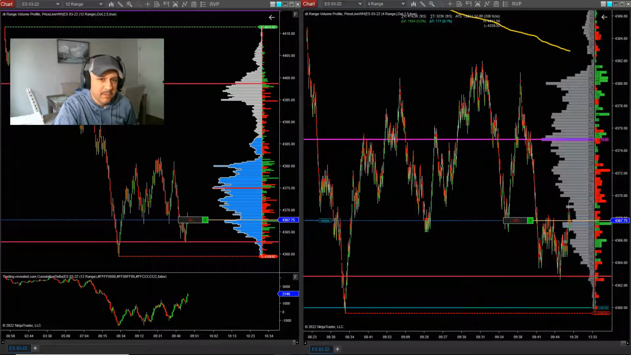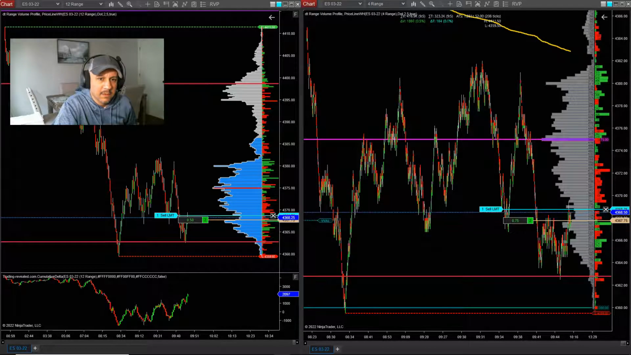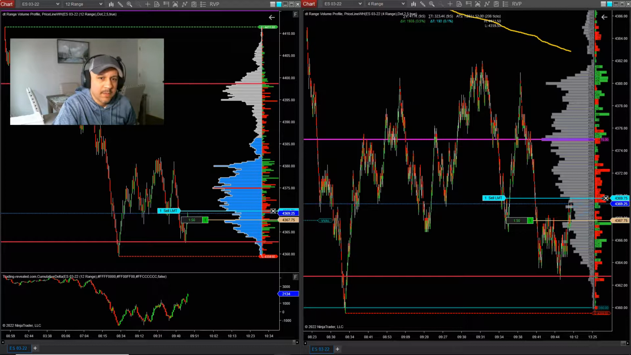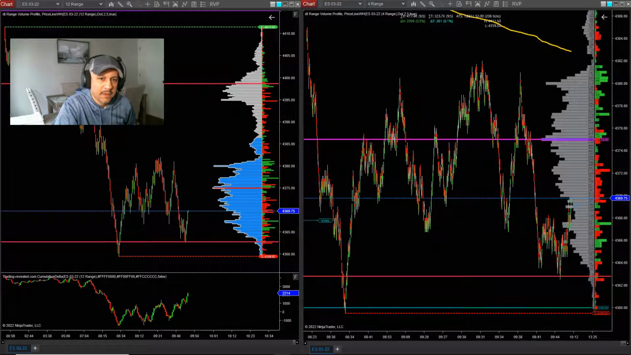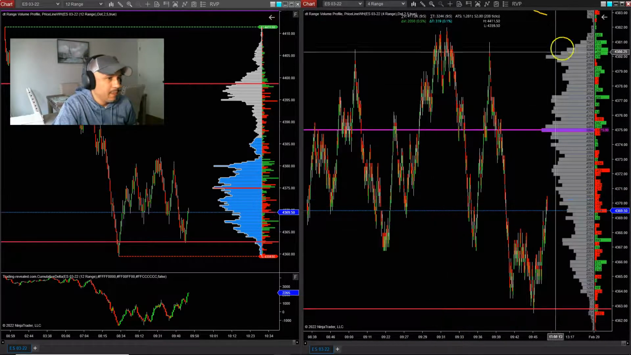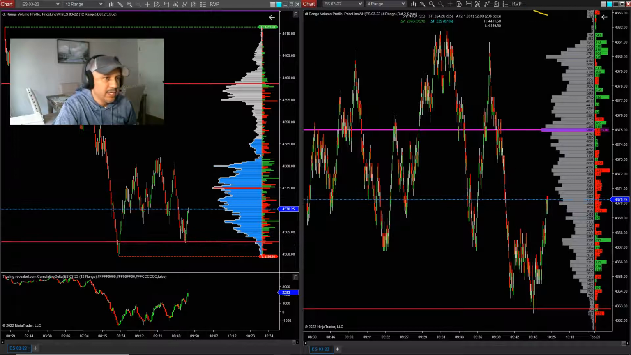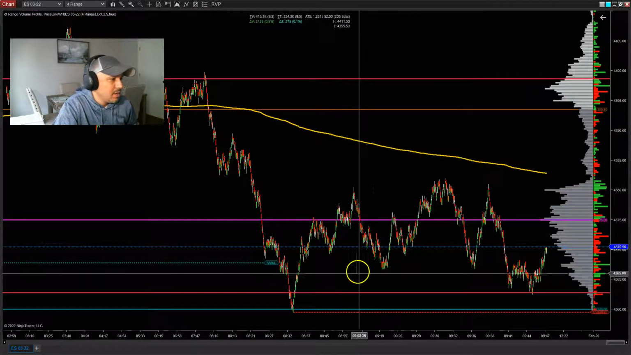Okay, I'm long. Come on. There we go. Another long entry. Okay. All right. I'm taking longs and looking at the full range as well now.